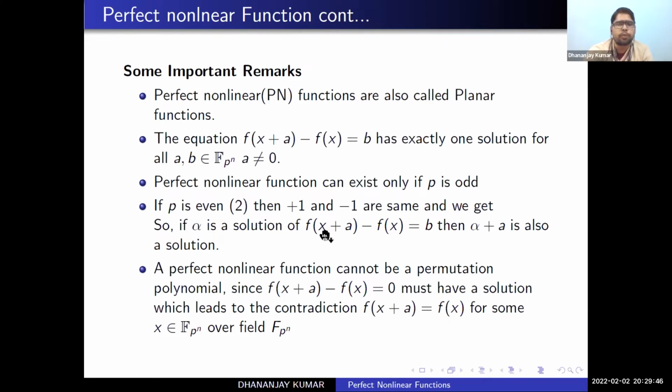And a perfect nonlinear function cannot be a permutation polynomial, since we see that f(x+a) - f(x) = 0 will have a solution, and this will lead to the case that f(x+a) = f(x) for some x in the field F_{p^n}. This will produce a contradiction for f to be a permutation. So a permutation polynomial can never be a perfect nonlinear function.